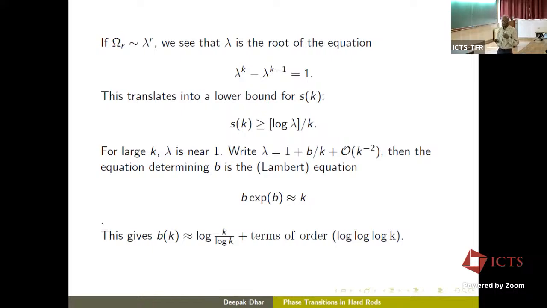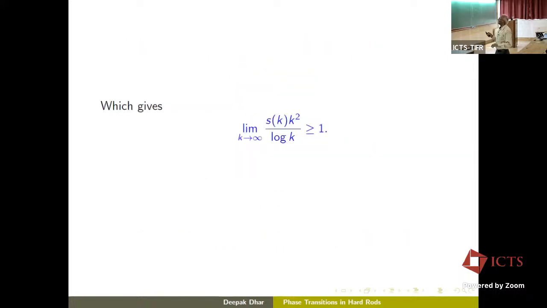If you try to do perturbation theory in large K, you have to be careful. If you do it wrongly, then you will get log K, log K, and those kinds of corrections. Okay, so anyway, this gives you that SK K squared divided by log K is bigger than or equal to 1.